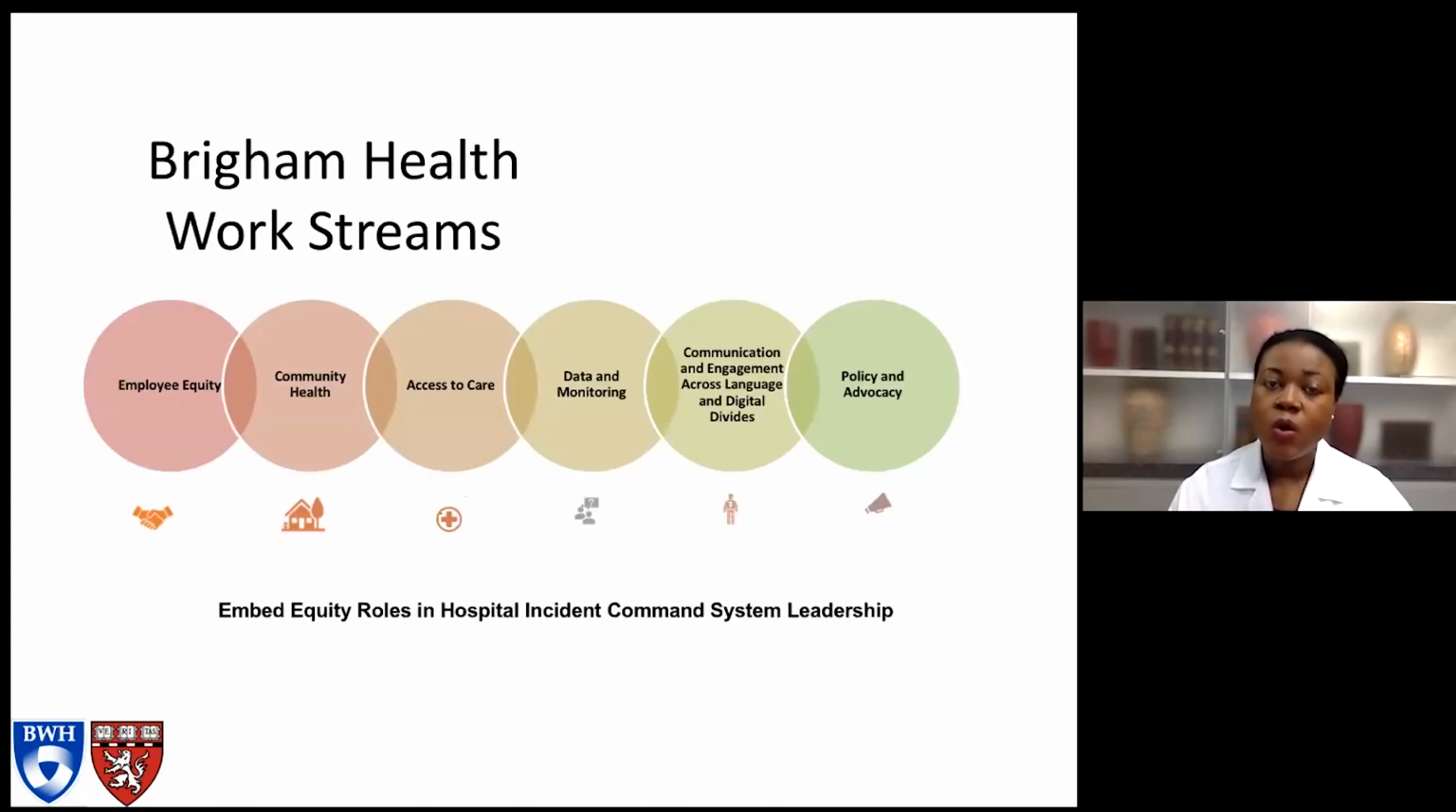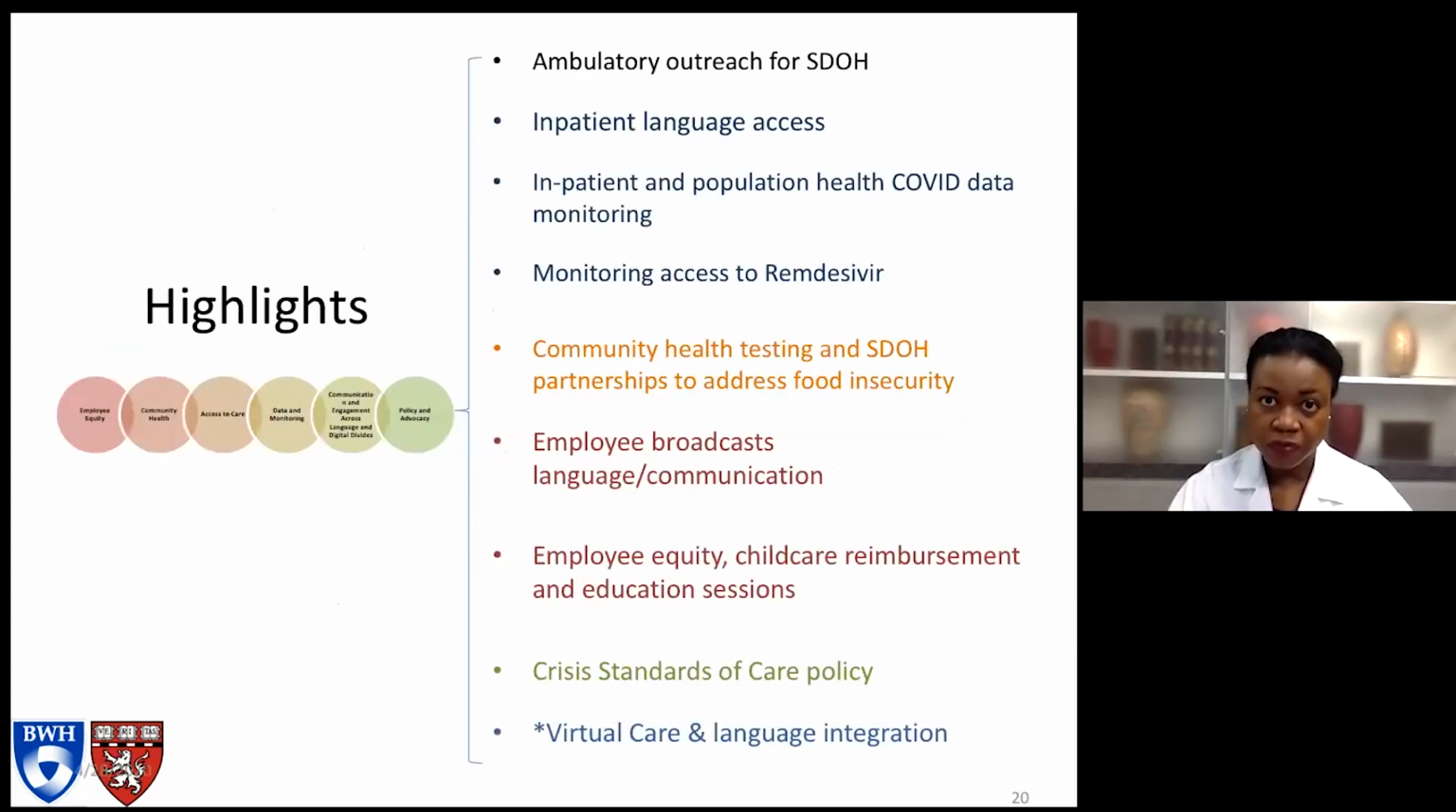To do this, we had to stand up several work streams that addressed employee equity, community health, access to care, data and monitoring, communication and engagement with patient and employees across language and digital divides, as well as a policy and advocacy work stream. And we embedded these equity roles into our hospital incident command system leadership structure so that we were able to nimbly respond to needs within each of these work streams as they came about.